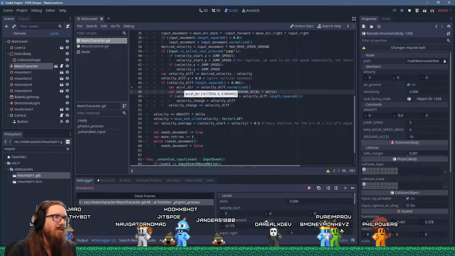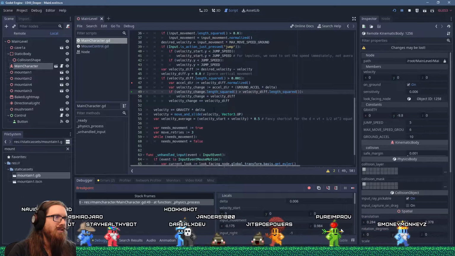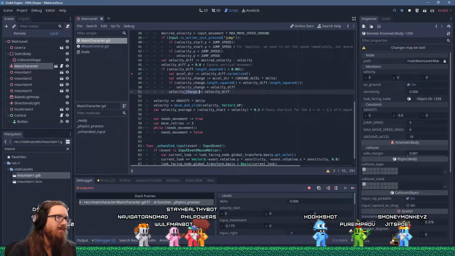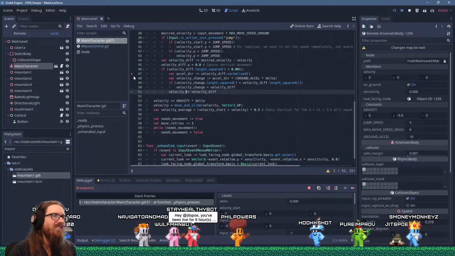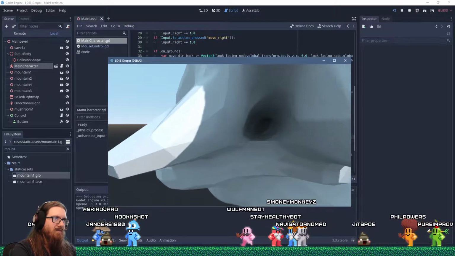So that is going to be our direction. It's mostly on the z-axis. Our velocity change is good. No, I did that wrong. That should have just been velocity plus equals velocity diff, not velocity change. I was never actually setting the velocity. Well, there's your problem. That seems like more normal movement.